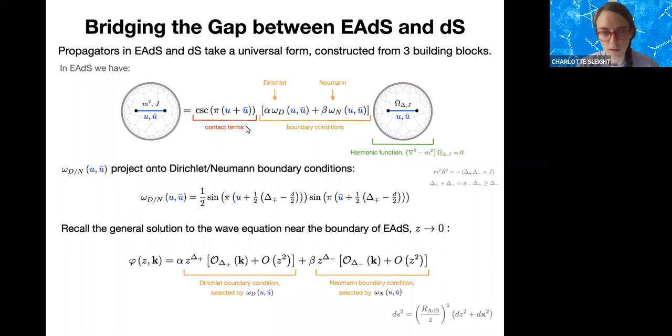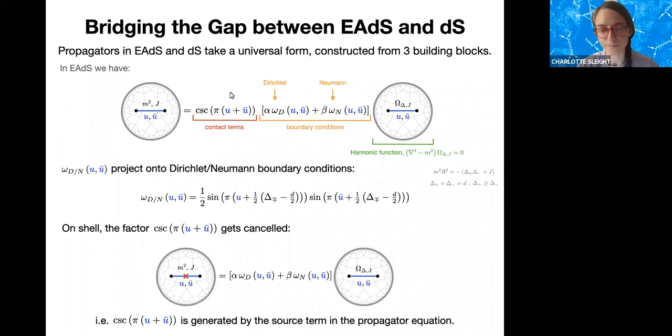The final building block is this cosecant factor, and its role is to encode the contact terms in the exchange process. So the combination of the green and the yellow building blocks that we've considered so far just satisfy the source-free equation of motion with some boundary condition, giving you the on-shell form of the propagator. And this cosecant factor ensures that the propagator satisfies the equation of motion with a Dirac delta function source on the right-hand side. And for consistency, if you put the internal leg on shell, which I denote by this red cross, which you can do in practice by taking the cut or the discontinuity with respect to the internal momentum, this cosecant factor gets completely cancelled and you get back the combination of the green and the yellow building blocks, which give you the on-shell form.